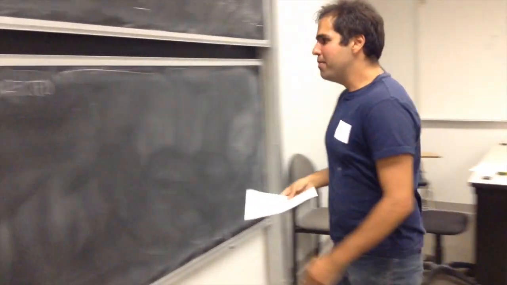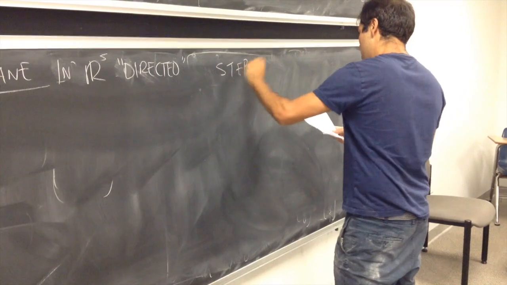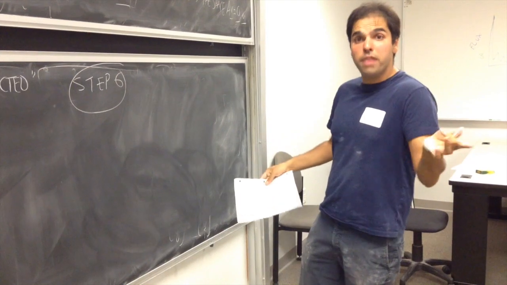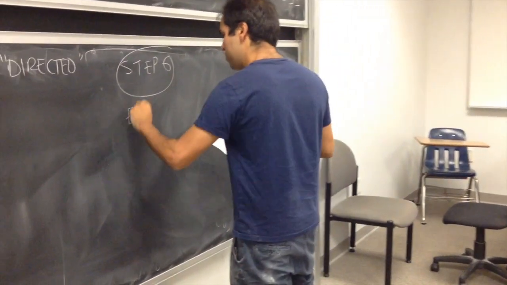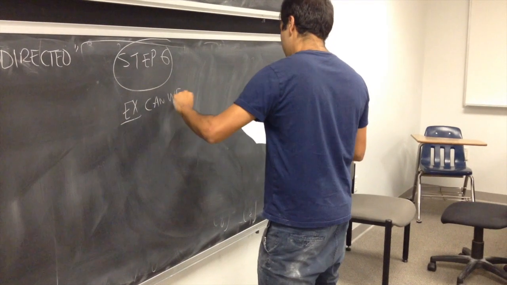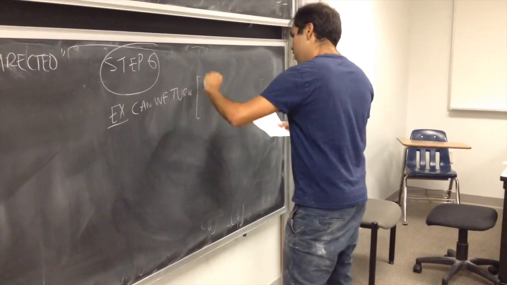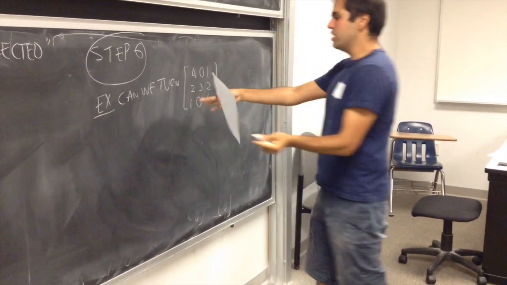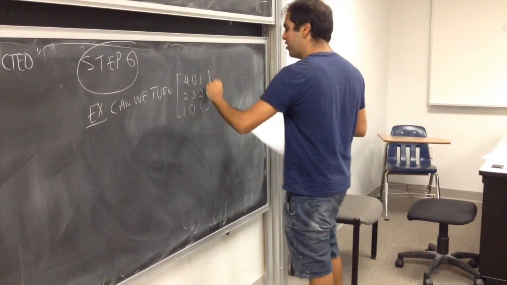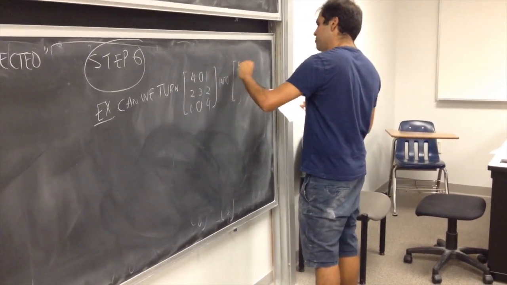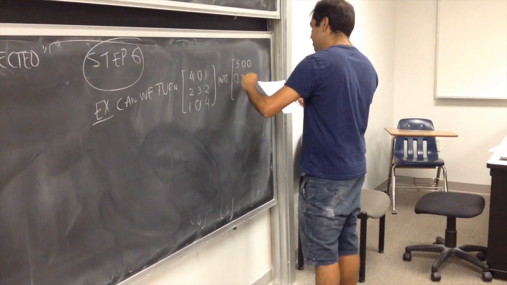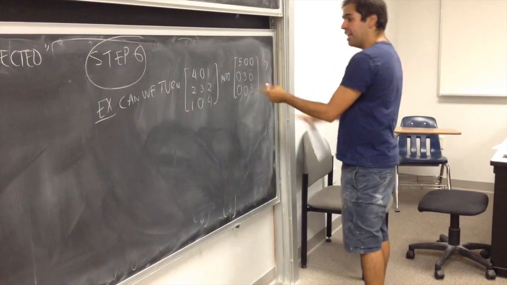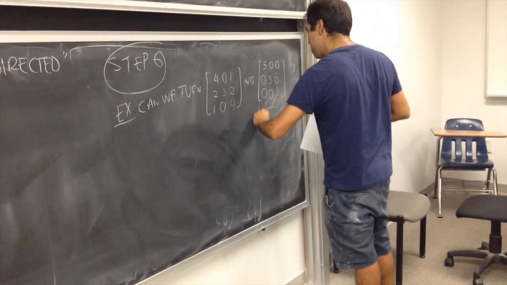So maybe step 6. Given that matrices are so useful, is it sometimes possible to put them in a nice form? So can we, let's say we have this really ugly matrix, (4, 0, 1; 2, 3, 2; 1, 0, 4). Can we turn this into a much nicer matrix, (5, 0, 0; 0, 3, 0; 0, 0, 3)? And again, it's nicer because it's diagonal.